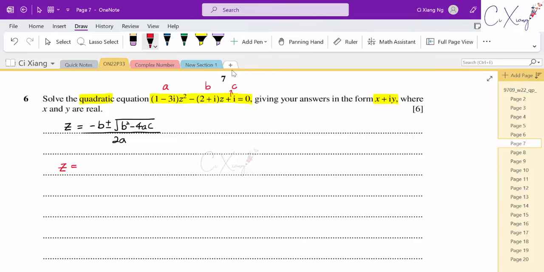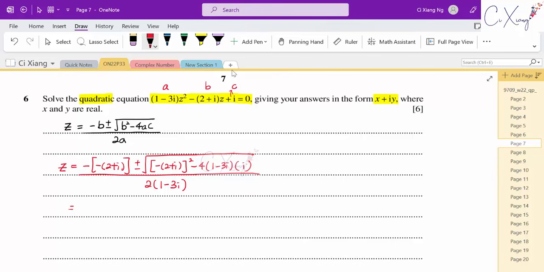So I'm having negative b, where I will get negative of negative 2 plus i. This is negative b, plus minus the square root of b squared minus 4ac. So I'm having negative 2 plus i squared minus 4ac, then divided by 2a. Okay, so it looks very complicated, and we just need to be careful when we simplify all the terms inside.